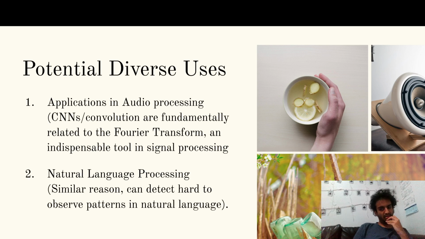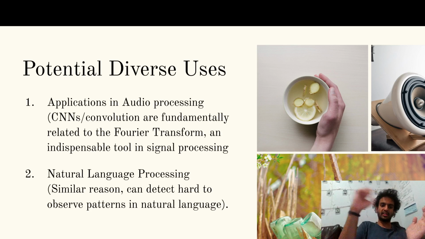These CNNs can have some diverse uses as well. They're not just something that's only useful in computer vision. There are applications in audio processing, because convolution is fundamentally related to the Fourier transform, in the sense that if I give you two vectors, the pairwise multiplication of these vectors in time space is equivalent to convolution in frequency space, and the opposite also holds. So if you want to compute a convolution, the fastest way to do it is to do a Fourier transform in n log n with FFT, and then just do a pointwise multiplication, and then take the inverse again, which is n log n because of FFT.